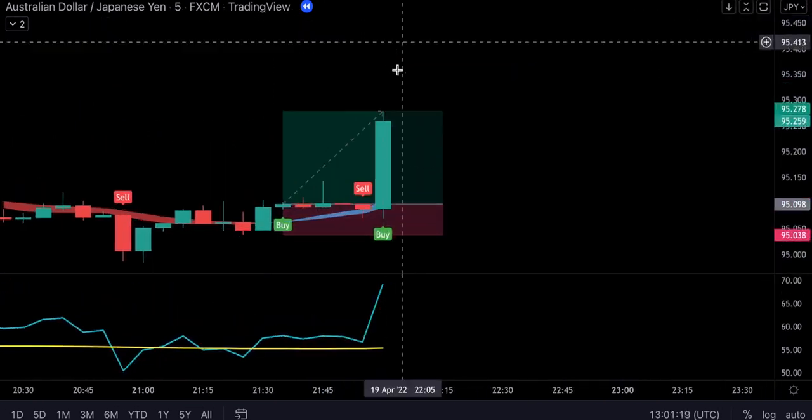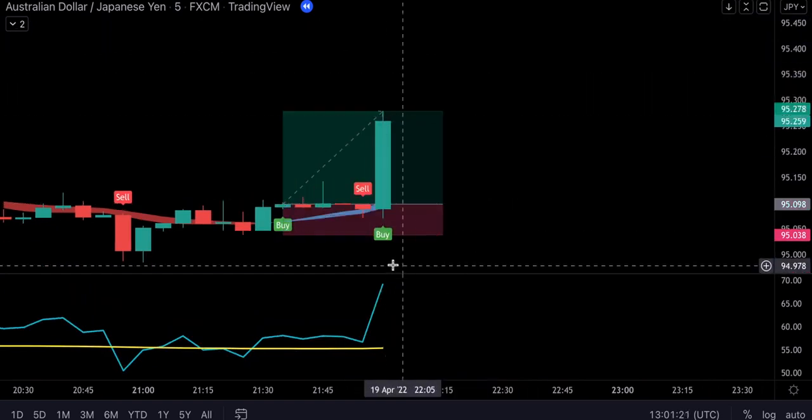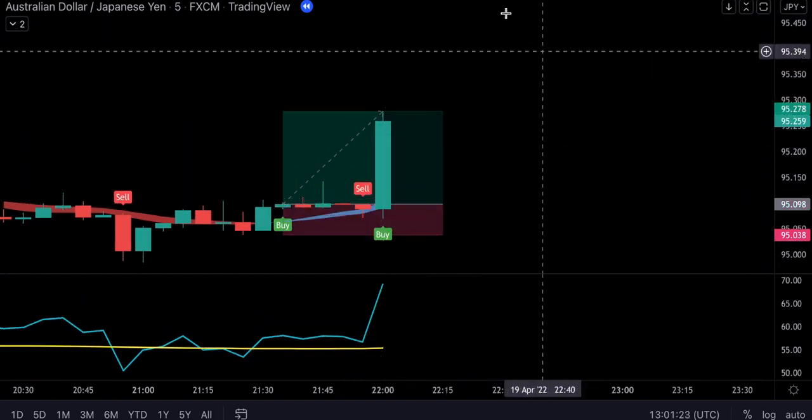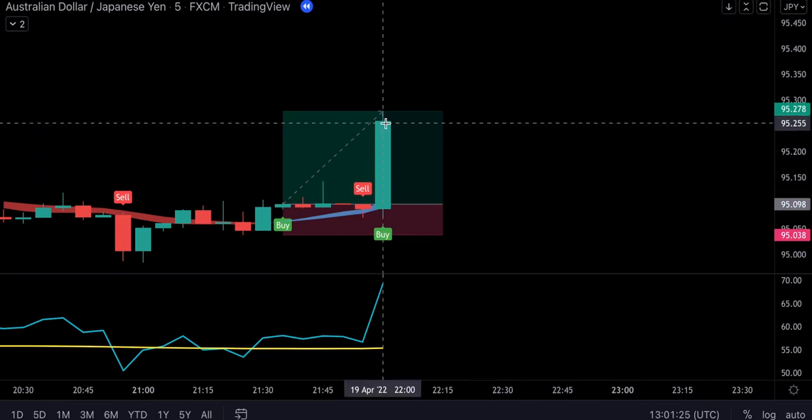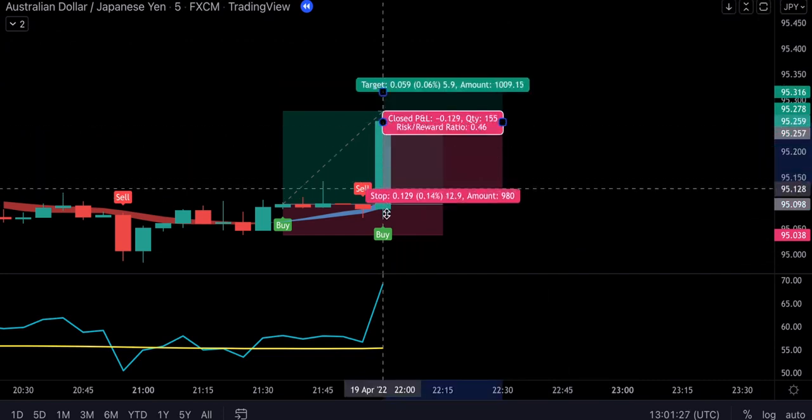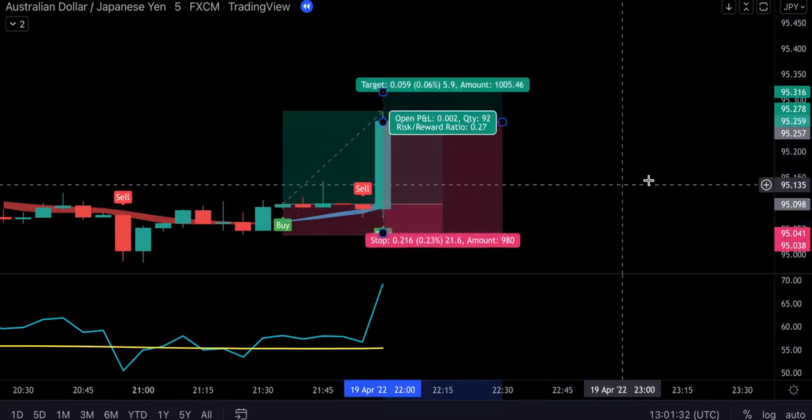Okay, so we see we just got our take profit target hit, and we also got a new long signal. So now let's go ahead and take another long position, set our stop loss, and again target 3 times the risk.